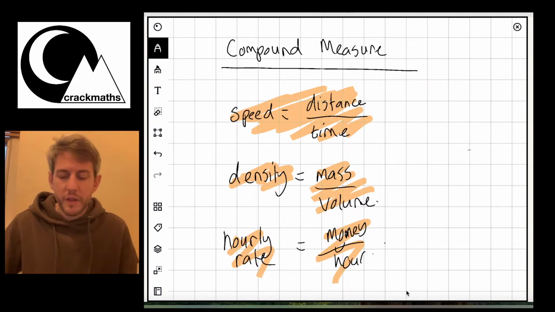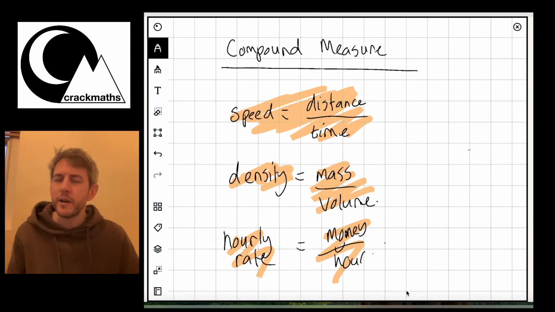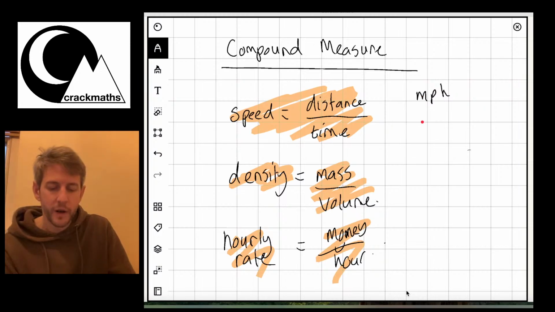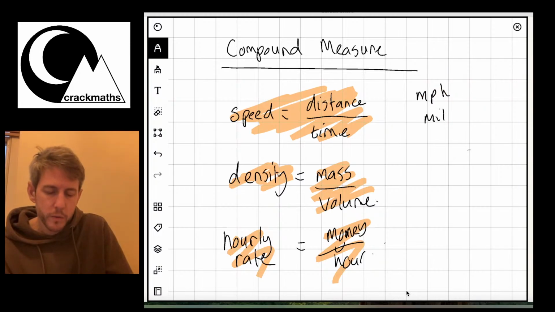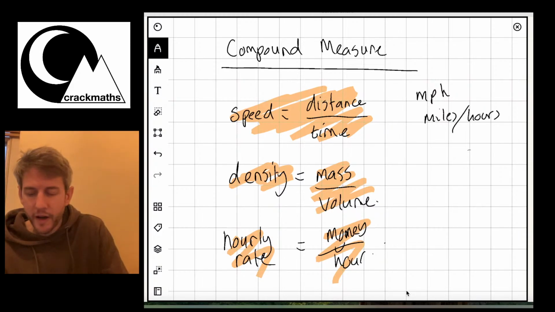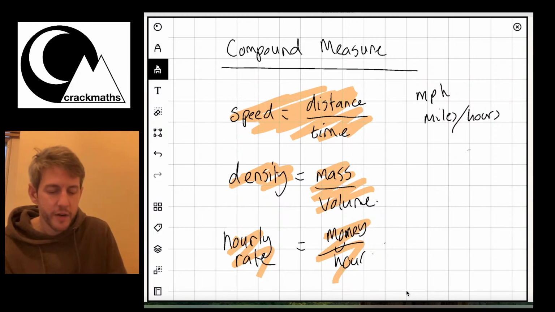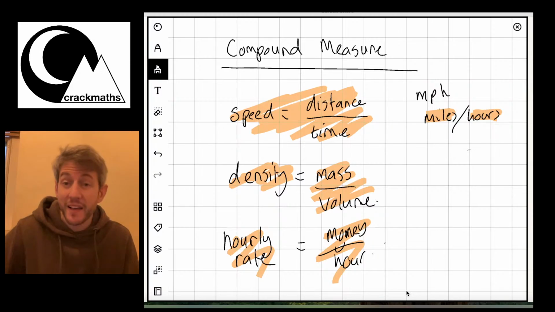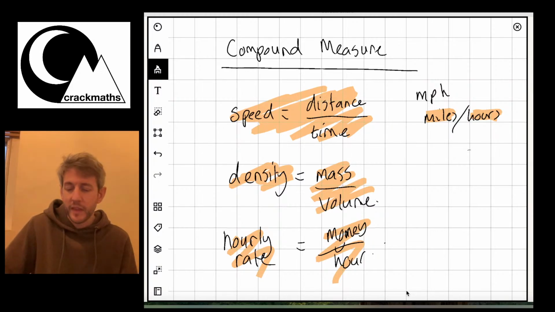So for example, if we think about speed, this says distance over time, but you're going to know some speeds. One of the most common speeds we know is miles per hour. When we say per, miles per hour, that means miles divided by hours, which is the same as distance divided by time.